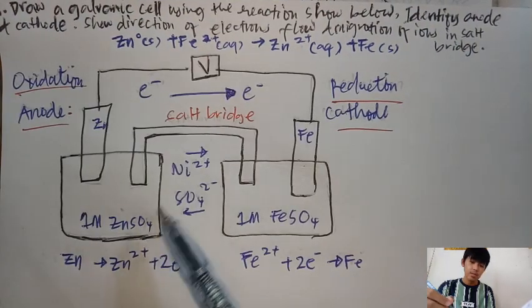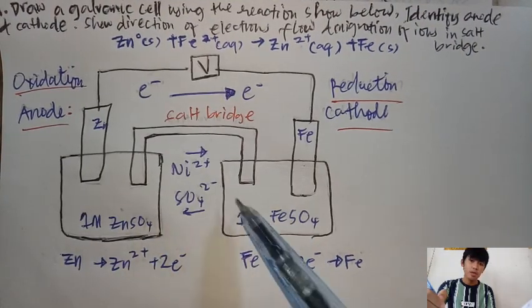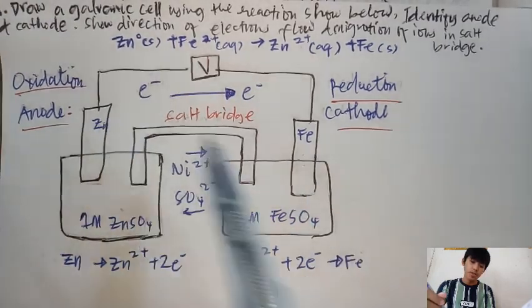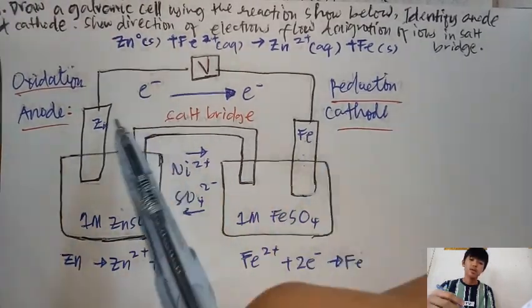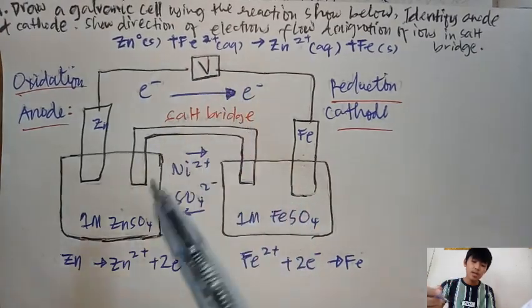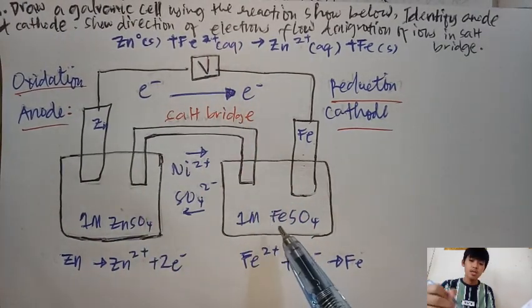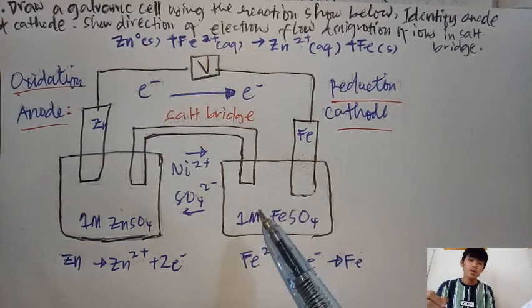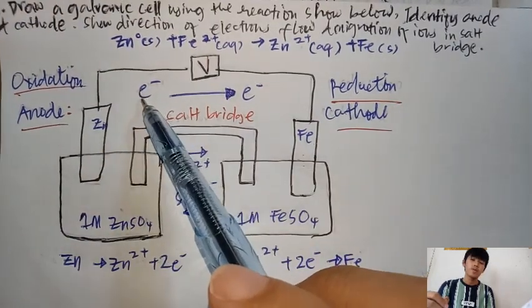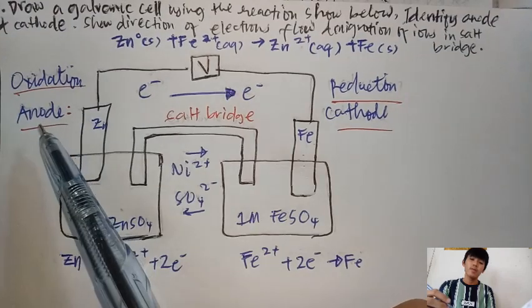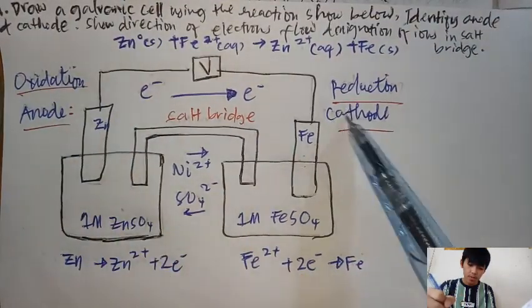So this is the diagram of the galvanic cell, just like what we did earlier. We have two beakers here and two metal electrodes, and we have the anode and the cathode, and we connect them with a wire and a voltmeter. We have a solution of 1 molar zinc sulfate on the left side and 1 molar iron sulfate on the right side. We know that the electrons always flow from the anode to the cathode, and that oxidation always occurs at the anode and reduction always occurs at the cathode.